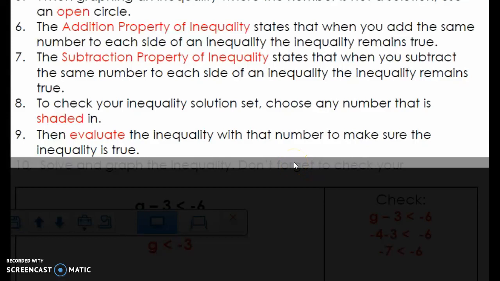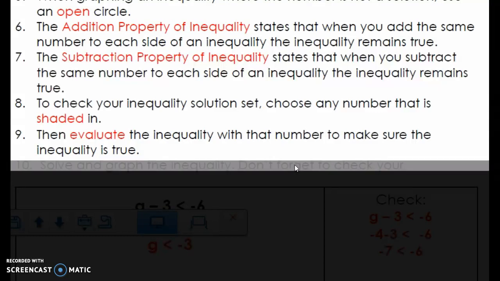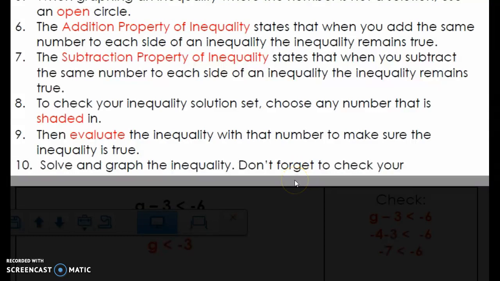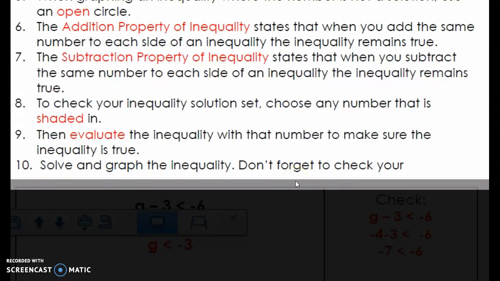Now, when we say evaluate, you're used to hearing it more like check, do your check. So when we evaluate, we find the value of that solution with our solution. We find the value of the inequality with our solution to make sure it works. And then we solve and graph the inequality. Don't forget to check your answer.